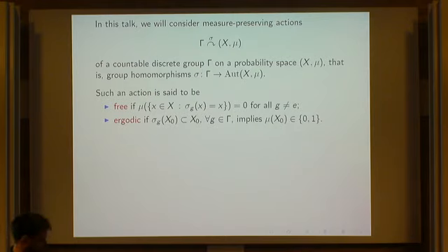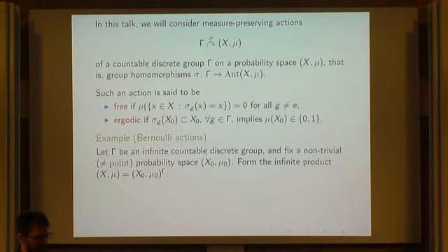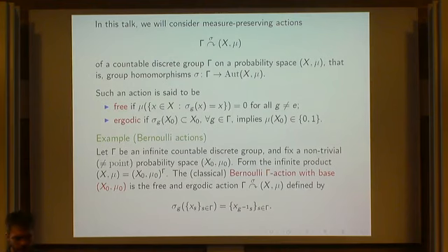So I wanted to give one example. There's one type of action that you can consider for any infinite countable discrete group, which is the Bernoulli action. You start with your group and you fix some base probability space that you assume is not just a point. And you form an infinite product indexed by group elements. And then you let the group act by shifting the coordinates. And under very mild assumptions, this action is free and ergodic. So this is nice because you can consider this for any group. Stop me if there are any questions or comments.